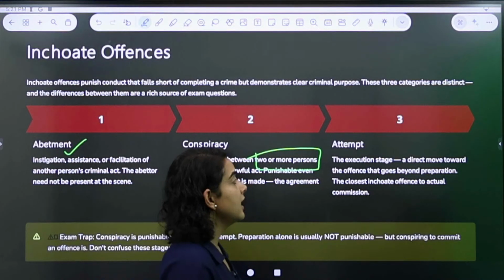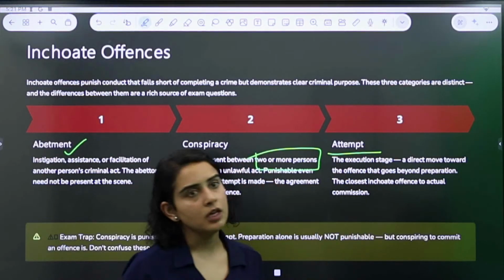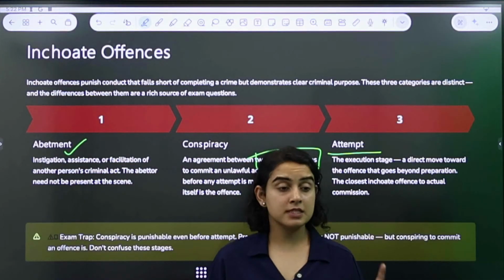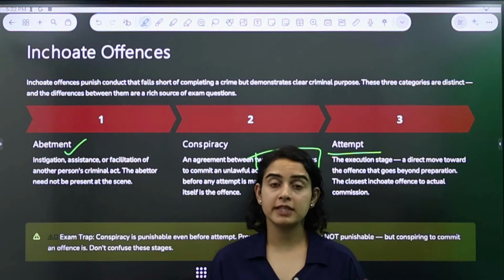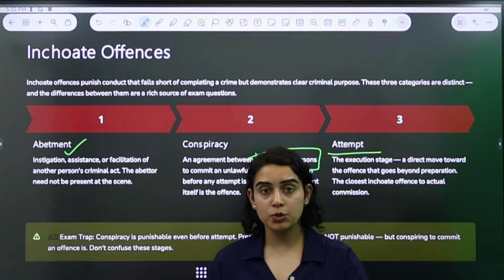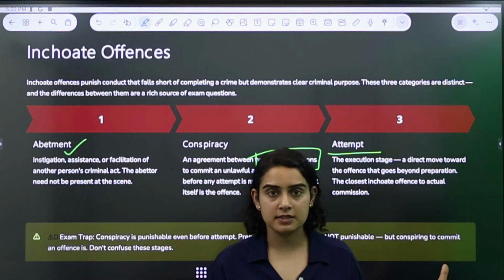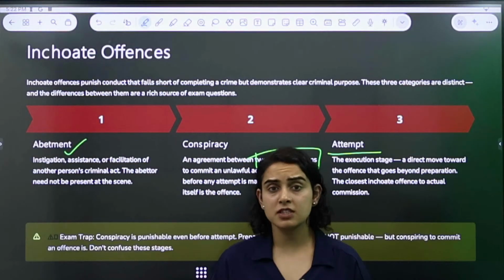Okay. Then is attempt. Now, attempt is when you tried to commit a crime and couldn't do it, that's separate, but still you had an intention to harm someone. That is also punishable. That's why crimes like attempt to murder and attempt to suicide are actually criminalized, right? That's why there is punishment for all of these. That's not something which is allowed, right?